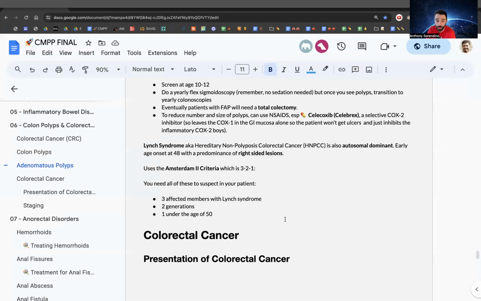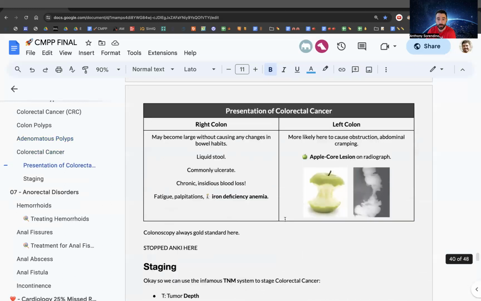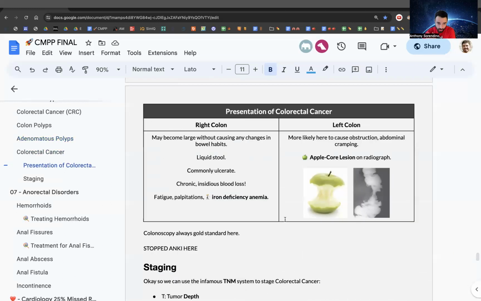All right. So you need all of these to suspect it in your patient. It's the 3-2-1 of Lynch syndrome and the Amsterdam criteria. 3 affected members in your family. Okay. 2 generations, and one of them has to be under the age of 50. So 3 affected members with Lynch syndrome, 2 generations, and one of them under 50. There you go.